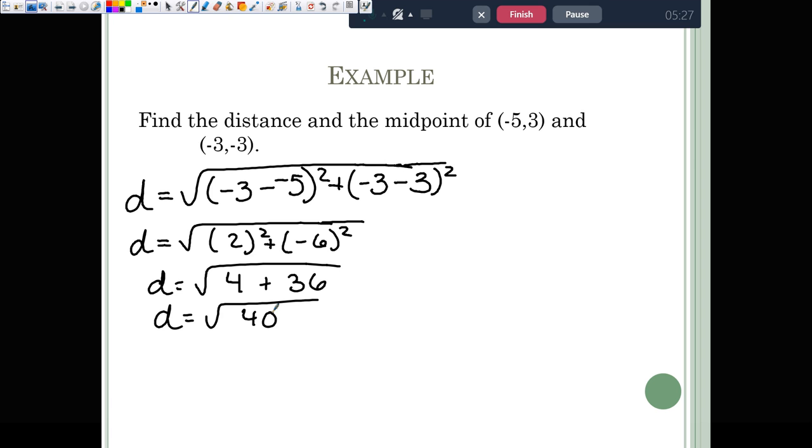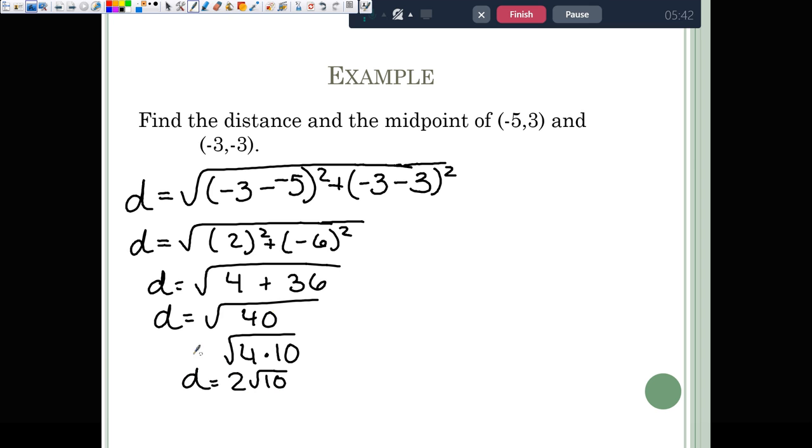Yes, that's going to be it when we get to there. But if it was looking for the exact answer, we can break apart 40 into 4 and 10. And the square root of 4 is 2. So 2 square root of 10.